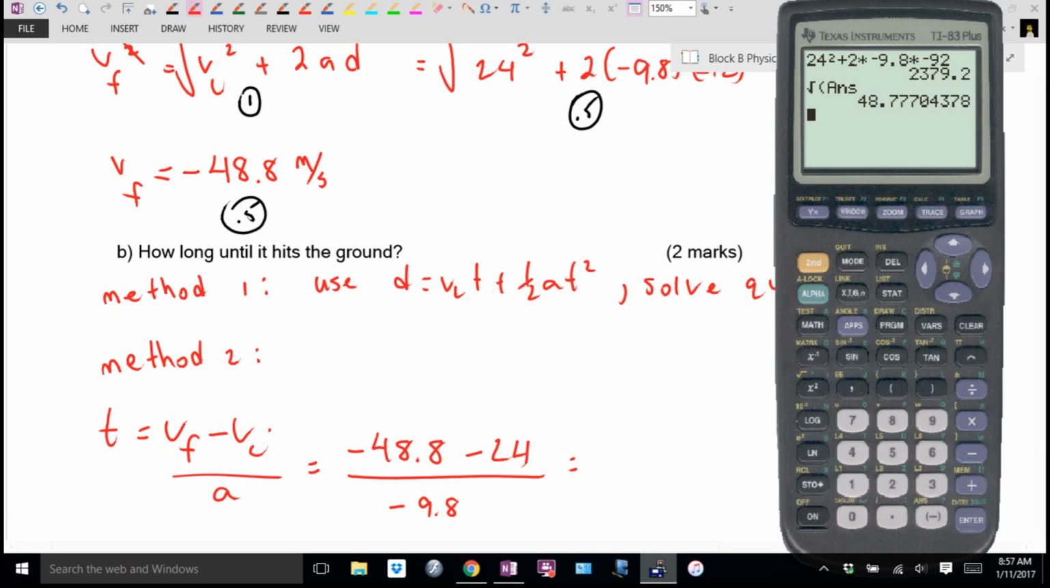Except I'm not going to use 48.8. I'm going to use my answer button, bracket. Oh, but I need to make it negative, so I'm going to go negative answer button. There's negative 48.77704378 minus 24 divided by negative 9.8. And I get a time of 7.4 seconds.